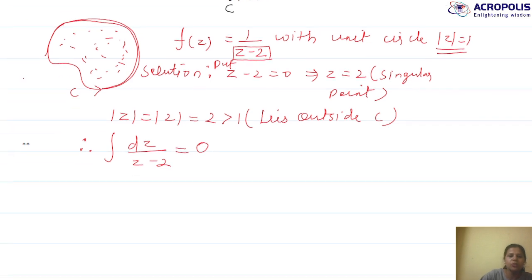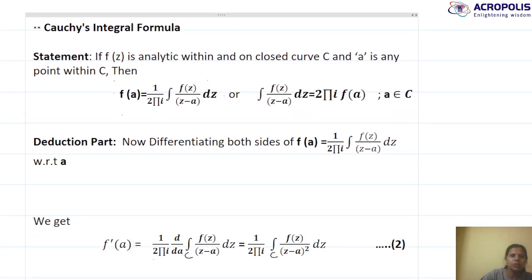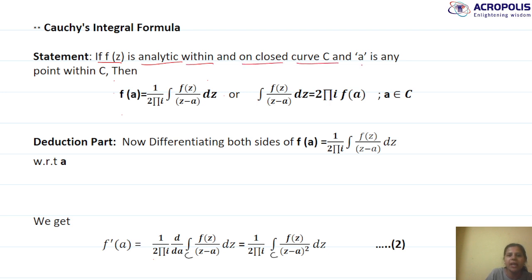Next we will move to Cauchy's integral formula. The statement of Cauchy's integral formula is: if f of z is analytic within and on a closed curve C, and there is a point A within C, that is inside C, then f of a equals 1 upon 2 pi iota times the integration along C of f of z upon z minus a dz. Cauchy's integral theorem says that if the singularity of the function is outside the curve, then the value of that integral will be 0.